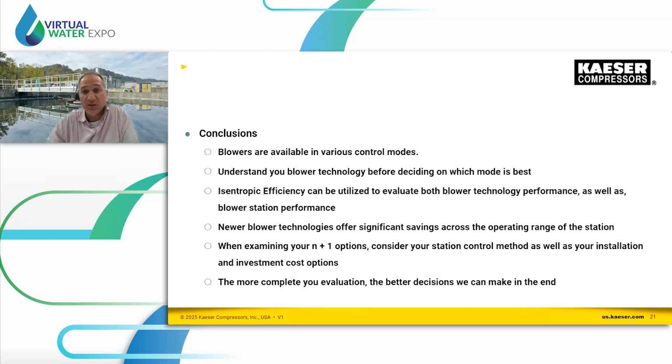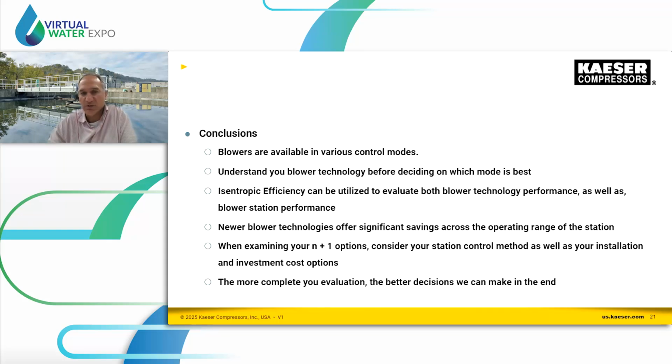And of course, knowing your technology will help you decide which control method is the best, and also helps you know the selection for where its peak efficiency point is. So knowing where you're going to be running your station and where those blowers are going to be running allows you to select the piece of equipment that is the most efficient for your application. And then, of course, the newer technologies provide you nice savings across the entire control range.